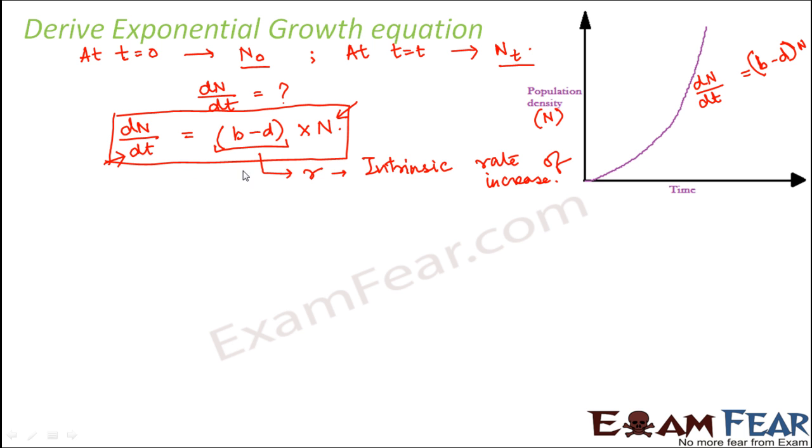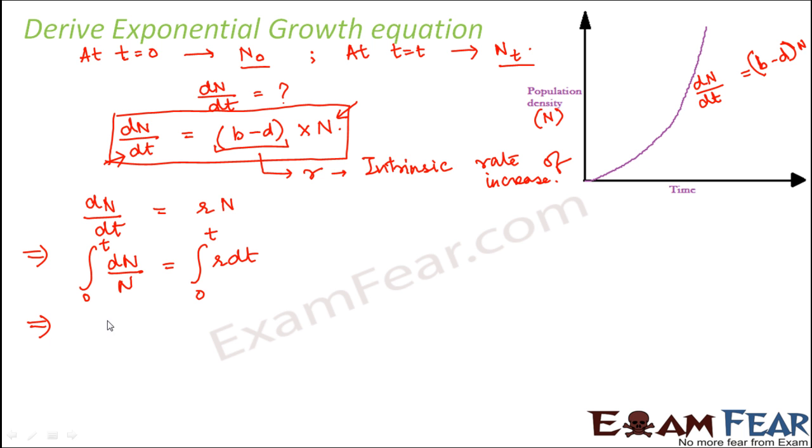So for that we will just try to derive the exponential growth equation from this very equation. So from this equation we can say dN/dt is equal to rN, right? So from here we can say dN/N is equal to r dt. So now let us integrate on both sides from 0 to t.